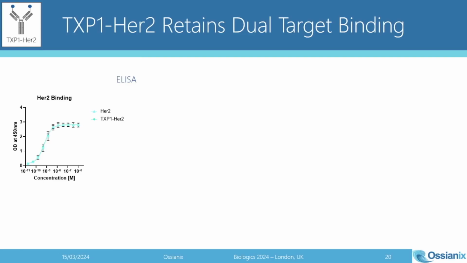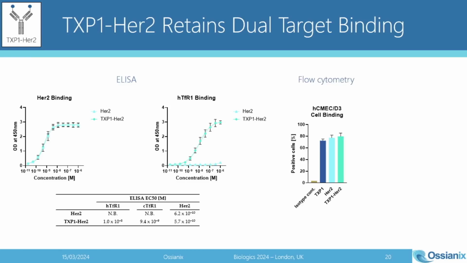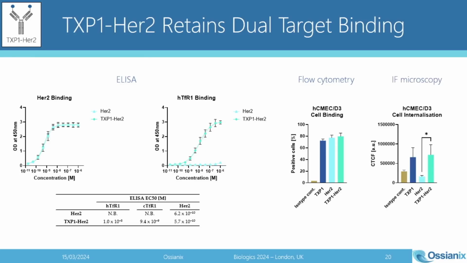doesn't affect HER2 binding, as you can see on that ELISA graph. We also have SPR to confirm those observations. We also have very nice retained binding to transferrin receptor 1, with approximately 10 nanomolar affinity, and again, the same for human and the same for monkey. We have very nice retained binding to the model blood-brain barrier cell line, and we also have internalization as we would have with just TXP1.